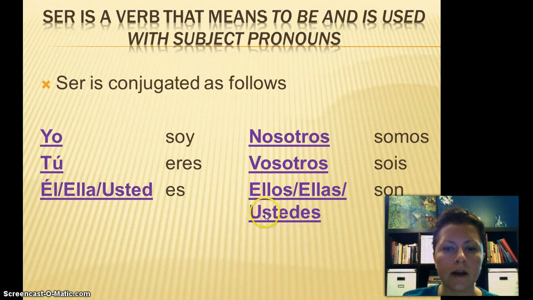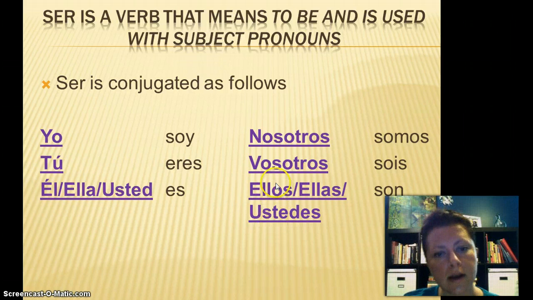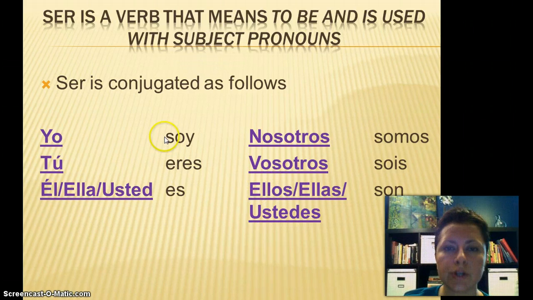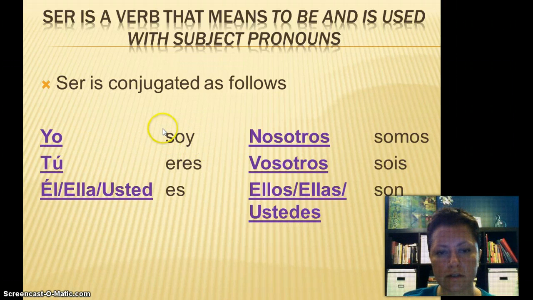Okay. So subject pronouns, do we need them? Not always. In this case, they're not necessary because I would know that you were talking about yo by the way you conjugated your verb ser. If you conjugated soy, I know you're saying yo. Eres, I know you're referring to tú. So if you want to use them, you are able to. In this case, they're not necessary.